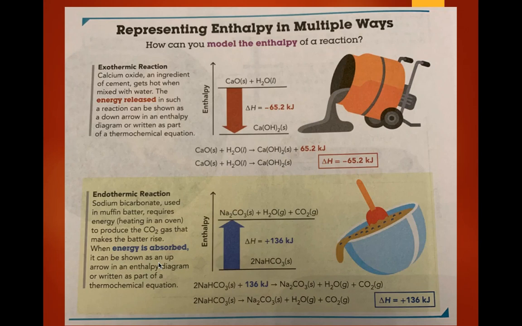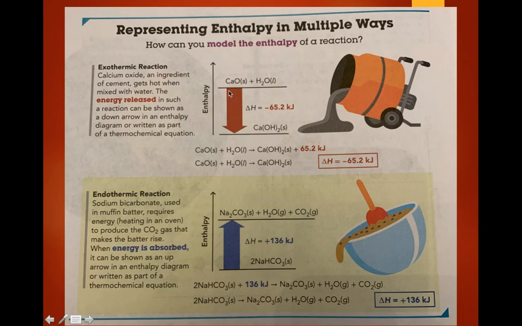Okay, so in this exothermic reaction, calcium oxide is an ingredient in cement. It gets hot when it's mixed with water. That just happens spontaneously. When you mix calcium oxide with water, it gets hot. The energy is released. Such a reaction can be shown as a down arrow in an enthalpy diagram, like this, or written as a thermochemical equation, like this.